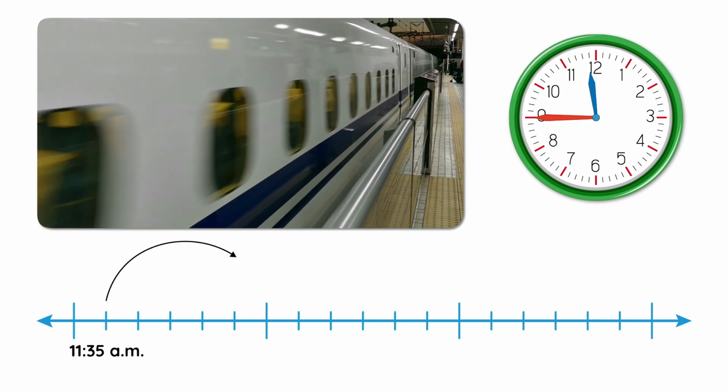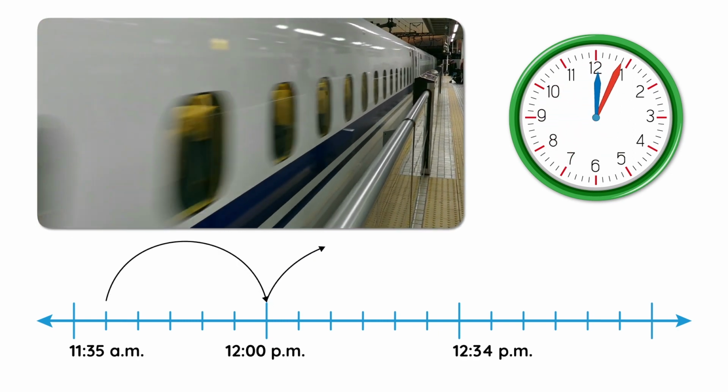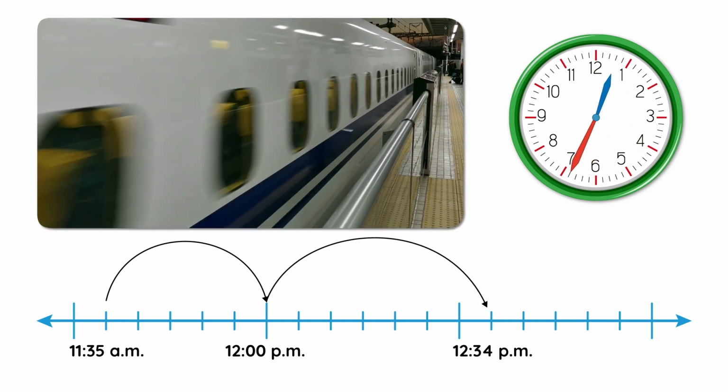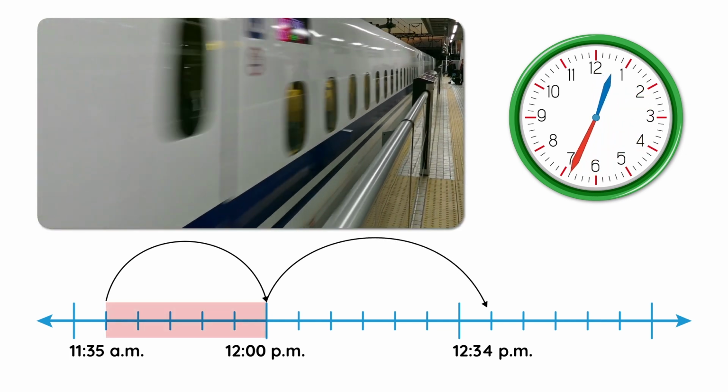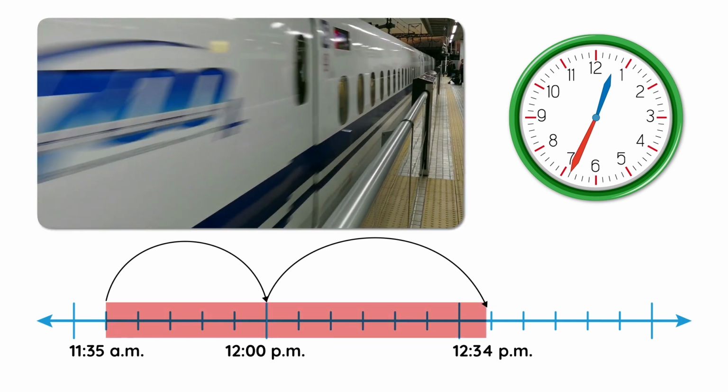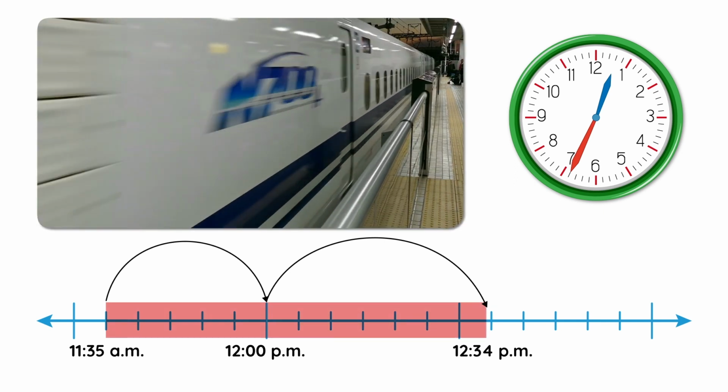It takes 25 minutes to get to midday and another 34 minutes to get to 12:34. Add 25 and 34 to get 59. The train journey was 59 minutes.